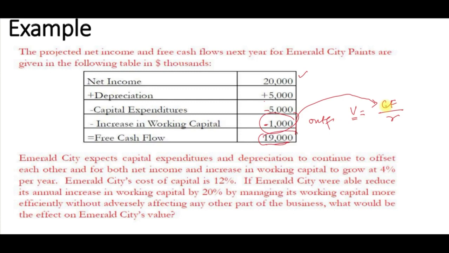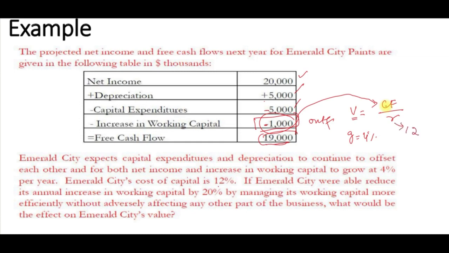Okay, so this is the formula that we use, CF divided by R, for the company. The company expects capital expenditure and depreciation to continue to offset each other, means they will offset each other, no problem, and for both net income and increase in working capital to grow at 4% per year. So the company is saying that this working capital will grow at the rate of 4% every year. So growth is 4%. Emerald's cost of capital is 12%, this R is 12%.